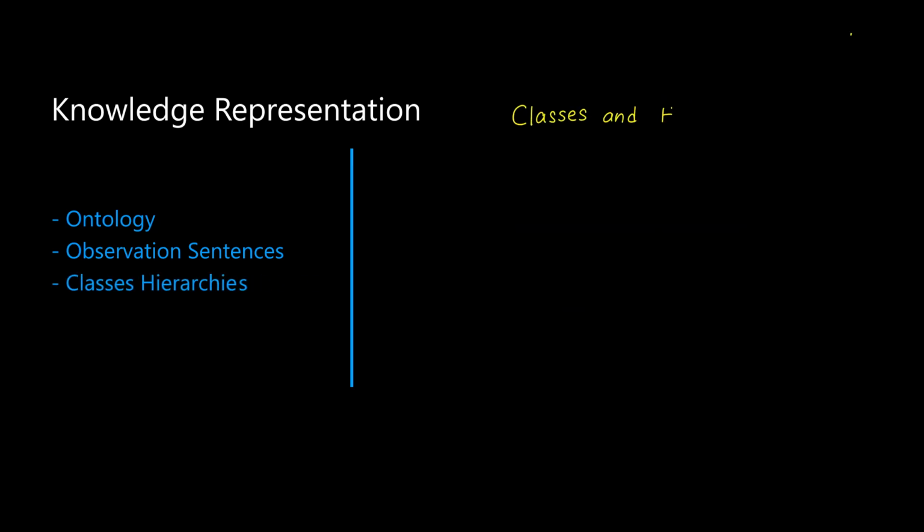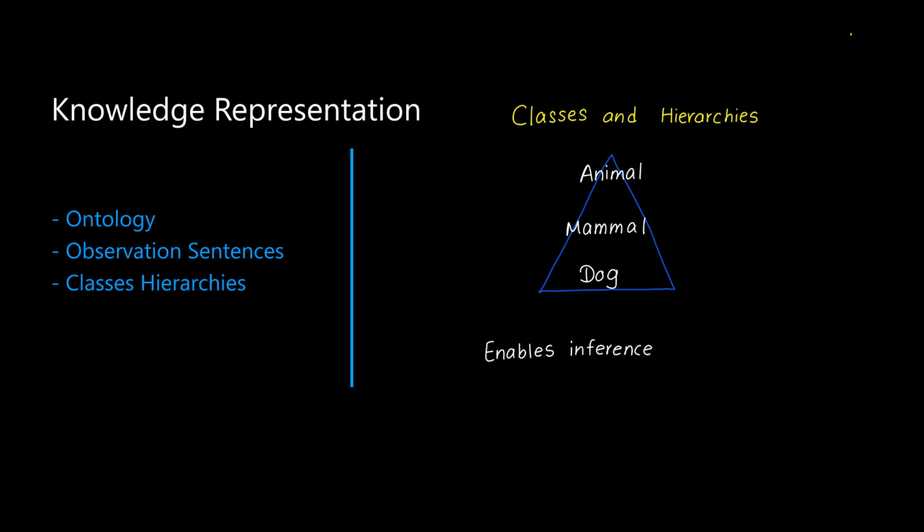Classes and hierarchies organize things into categorical structures. A dog is a mammal is an animal. This hierarchy lets AI systems make inferences. If all mammals have hearts and dogs are mammals, then dogs have hearts. Simple logic, but powerful when scaled.